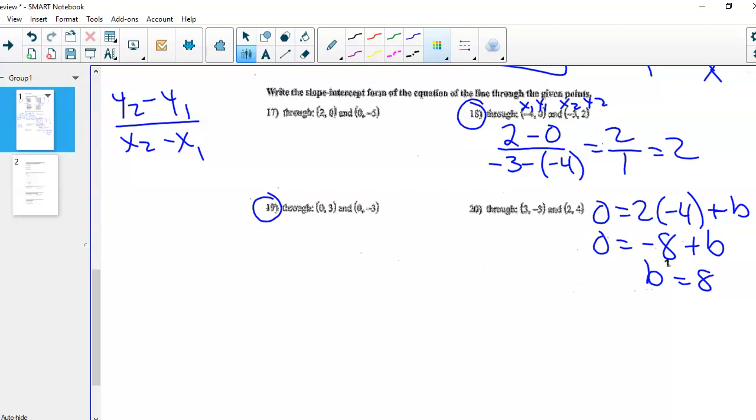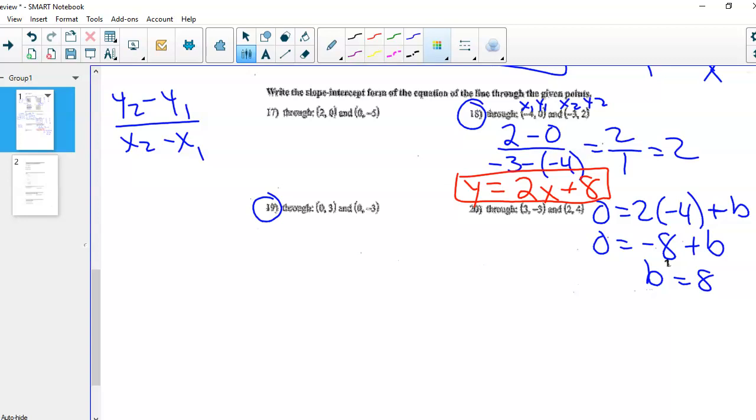What's your equation for this line? For 18, it would be y equals 2x plus 8. So find your slope, find your y-intercept, find your equation.